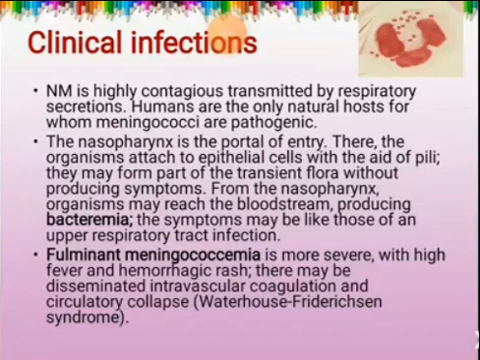So the disease is contagious by respiratory secretions or droplets, and the portal of entry is the nasopharynx. The microorganism will reach the nasopharynx, attach to the epithelial cells by the aid of the pili, proliferate, and may cause invasion to the blood, bacteremia, and other symptoms. It may cause fulminant meningococcemia, which is more severe, with high fever, hemorrhagic rash, and disseminated intravascular coagulation with circulatory collapse.